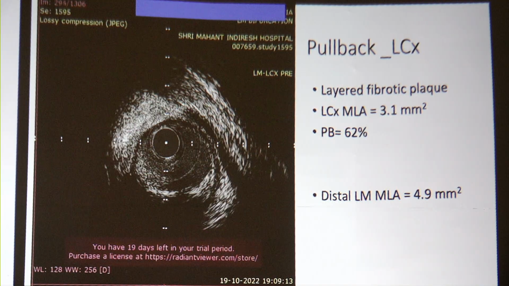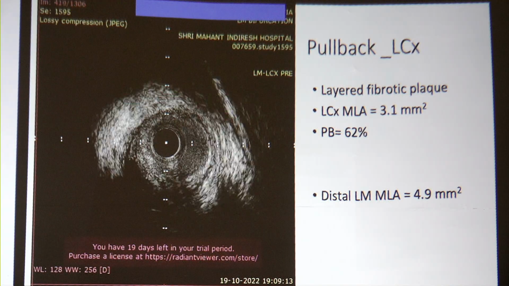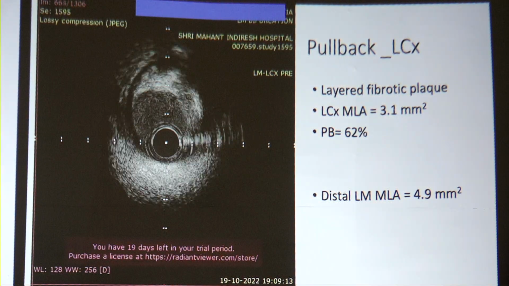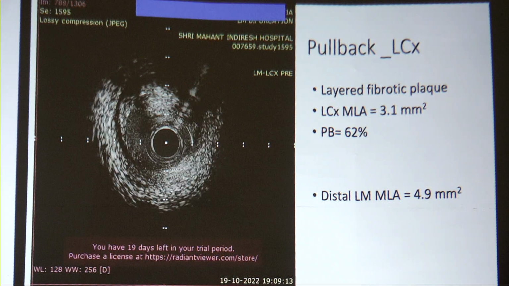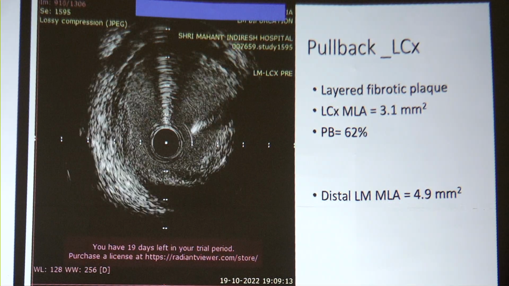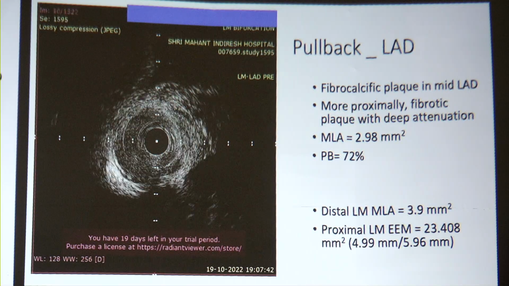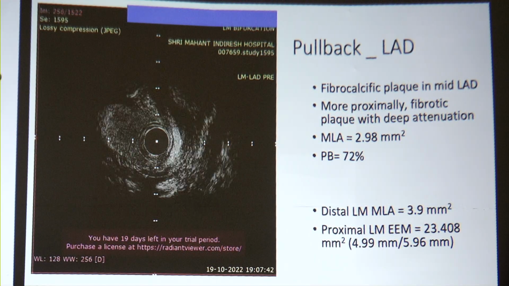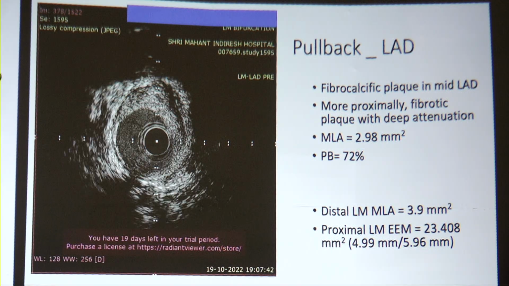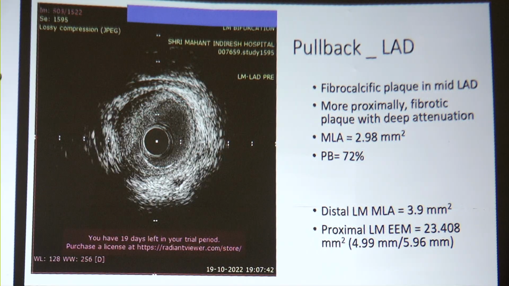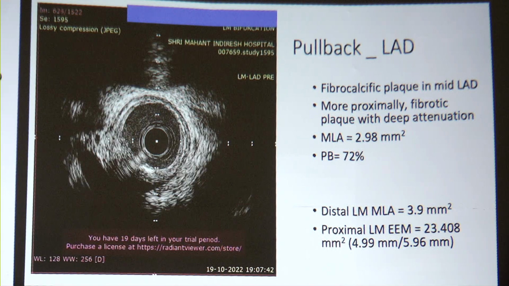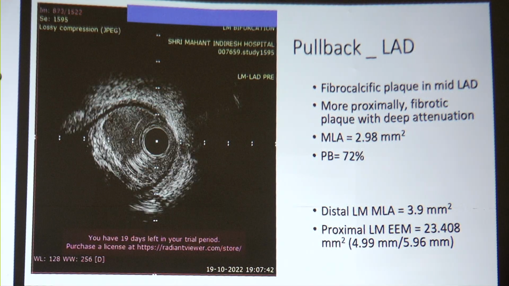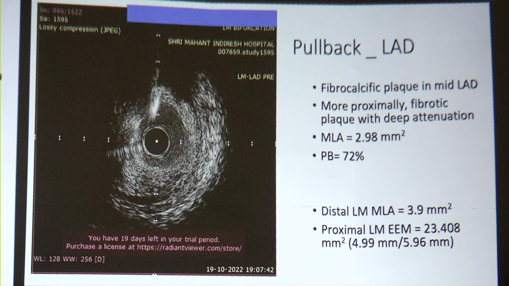The IVUS pullback from left circumflex showed the distal LM MLA was 4.9. Osteoproximal LCX had a heavy fibrotic plaque burden of 62%, MLA 3.1 millimeter square. Similar findings in LM from the pullback from LAD, and the MLA in LAD was 2.98 millimeter square. Appreciate the LM MLA of 3.9 millimeter square as compared to the EEM in proximal LM that was 23 millimeter square. So these were the challenges.